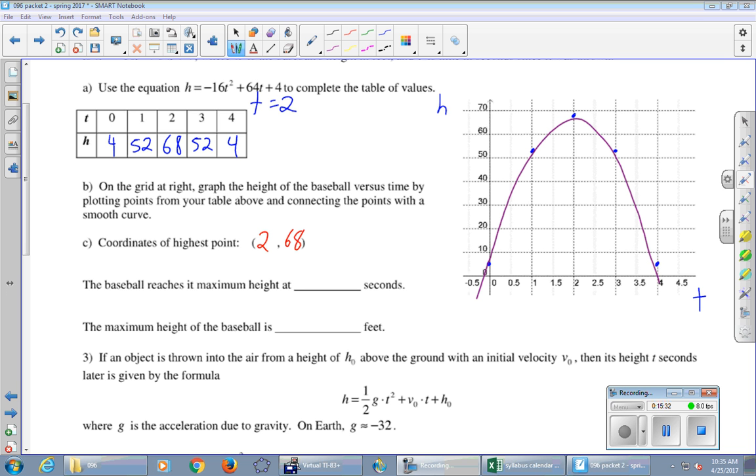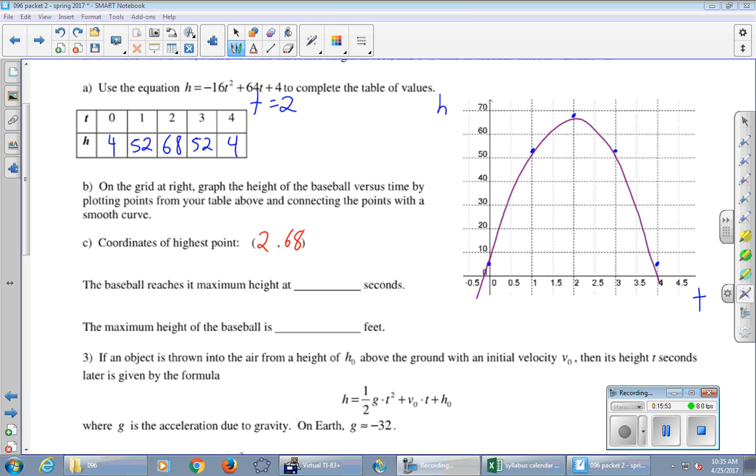All right, now if you're really on the ball, you might be wanting to call me out and say, hey, how do we really know that (2, 68) is the highest point? It's just the highest point in the table, but isn't it possible that if you go to 2.1, it's a little bit higher? Right? So we really don't know that (2, 68) is the highest point. It's the highest point we plotted, but that doesn't make it the highest point any place.